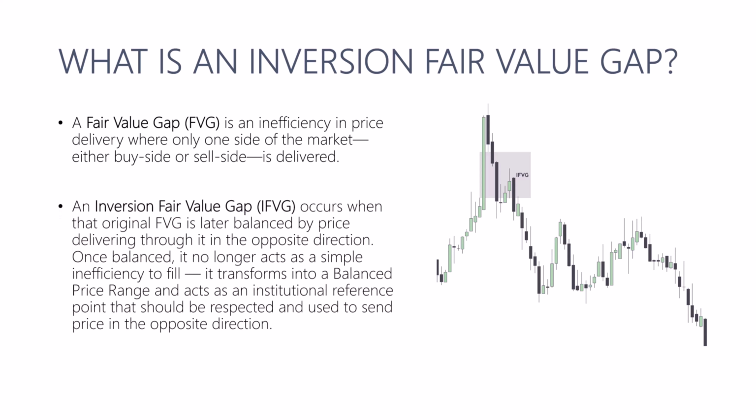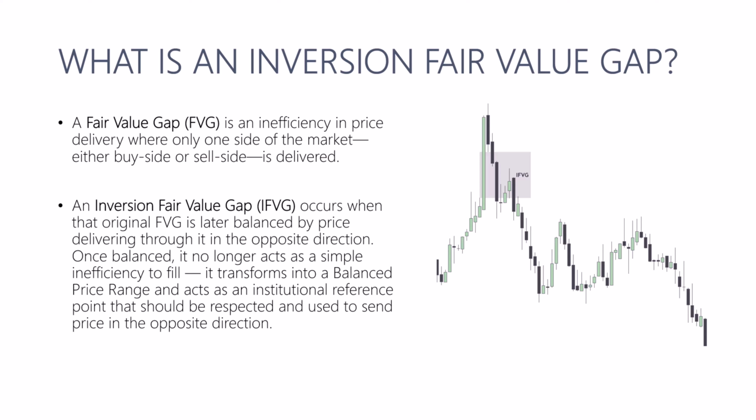An inversion fair value gap, on the other side, occurs when that original fair value gap is later on balanced by price delivering through it in the opposite direction. So price is delivering the opposite side. For example, if we have a buy side fair value gap or a bullish fair value gap, price needs to deliver bearishly through that fair value gap in order to balance it out.